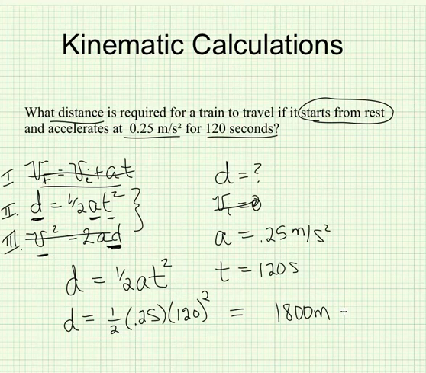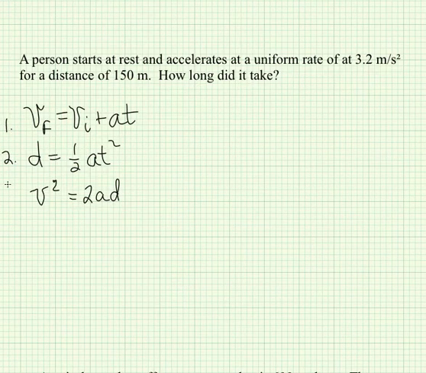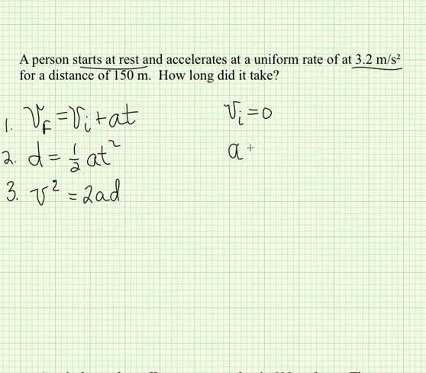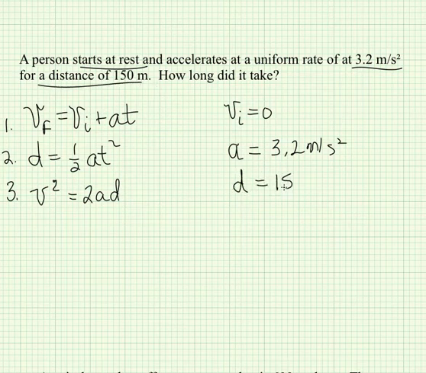All right, let's do another example. Once again, I've got our three kinematic equations. And I'm going to start from the beginning. It says a person starts from rest, so that means my initial velocity is 0. And it accelerates at a uniform rate of 3.2 meters per second squared. I know that's the acceleration, both because it tells me it's the acceleration and because the unit is meters per second squared. So I have that value. For a distance of 150 meters, that's going to give me the distance is 150. And the question is, how long did it take? And I'm looking for the time. How much time is it going to take for us to go that distance?